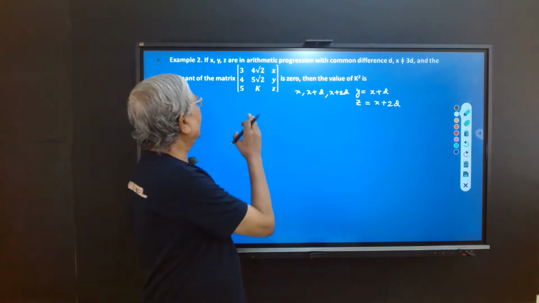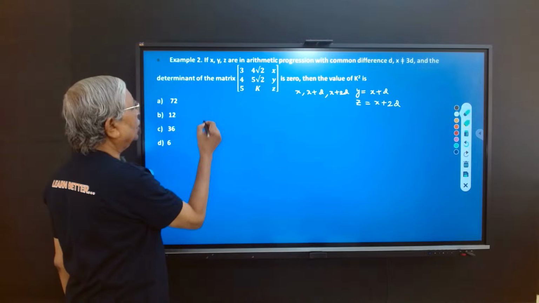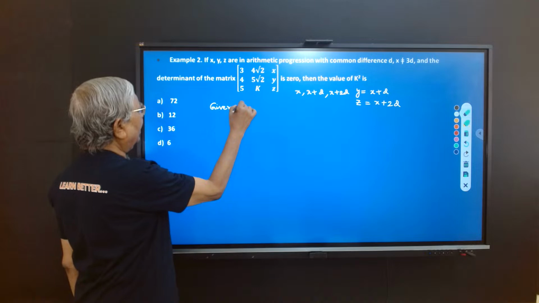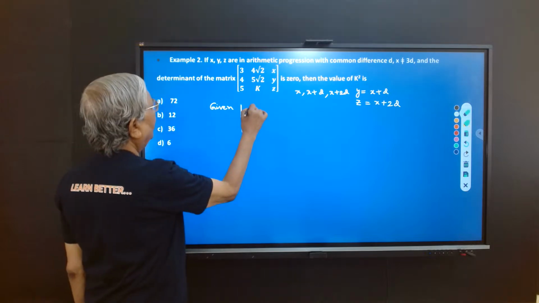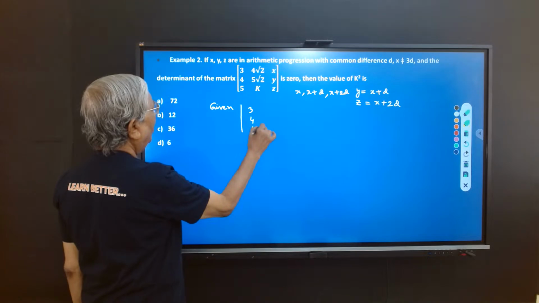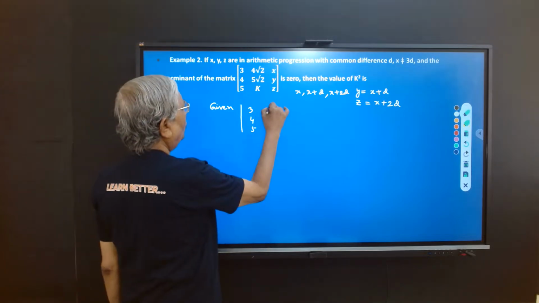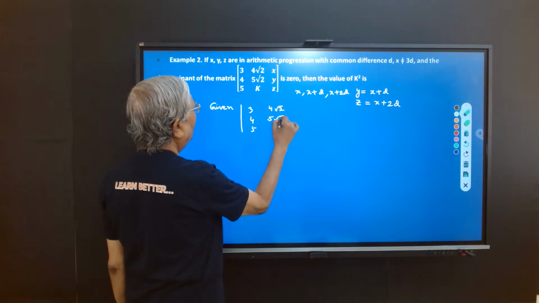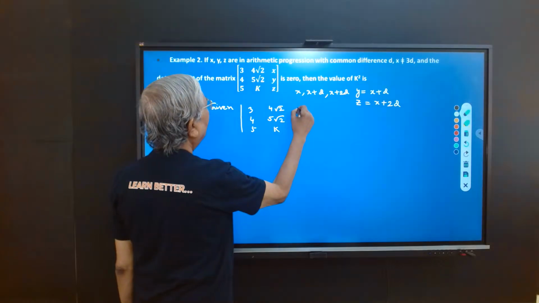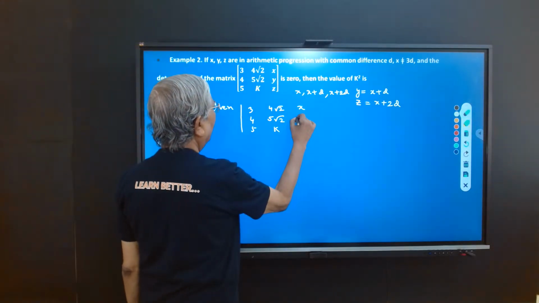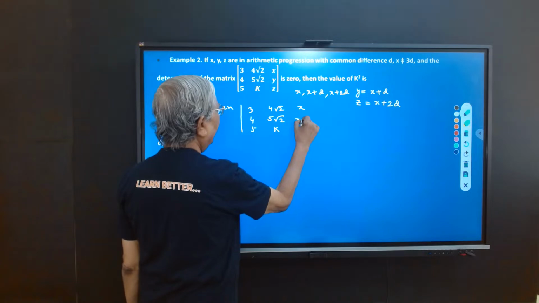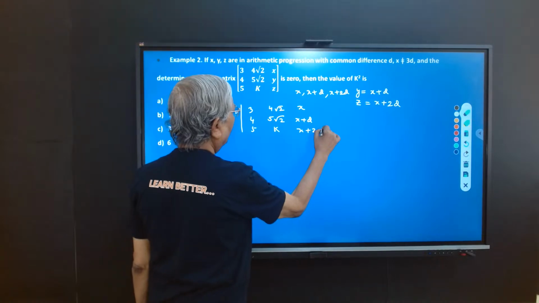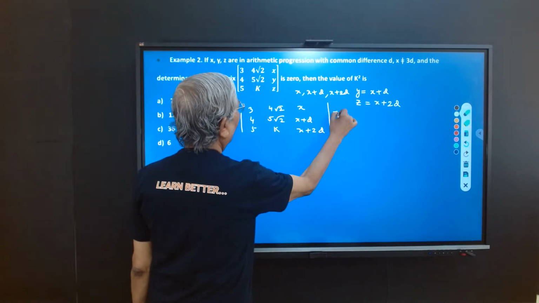Now, what are you given? The determinant of the matrix is 0. So the determinant of the matrix with rows 3, 4 root 2, x; 4, 5 root 2, k; and so on. In place of y, we can write x plus d. In place of z, you can write x plus 2d. So this determinant equals 0.